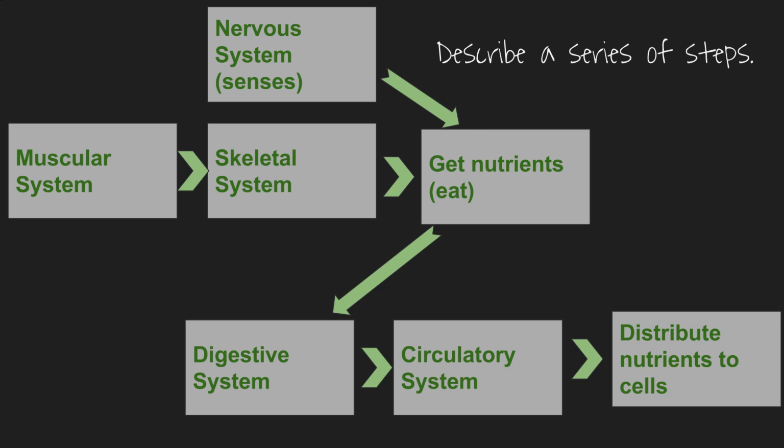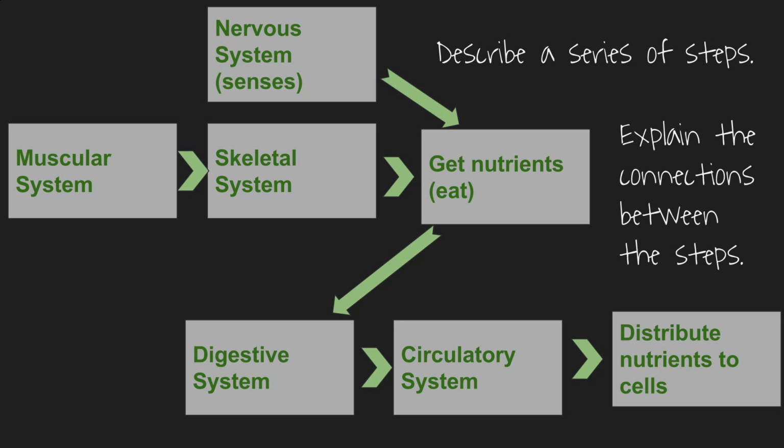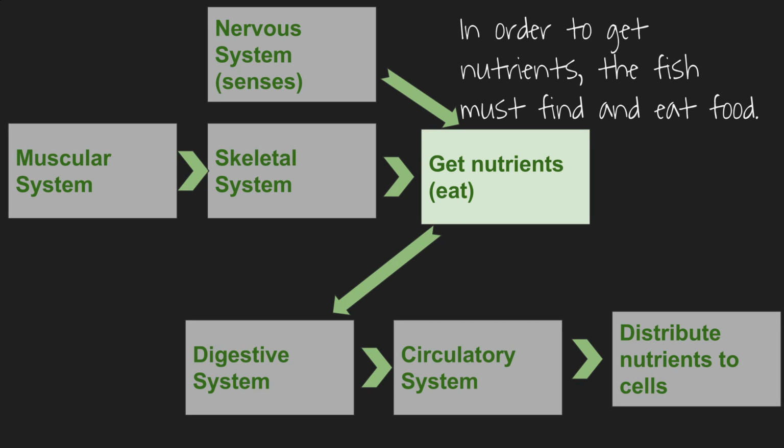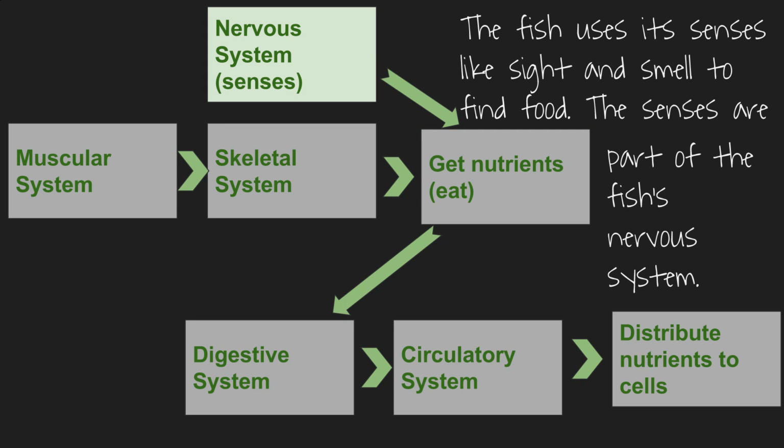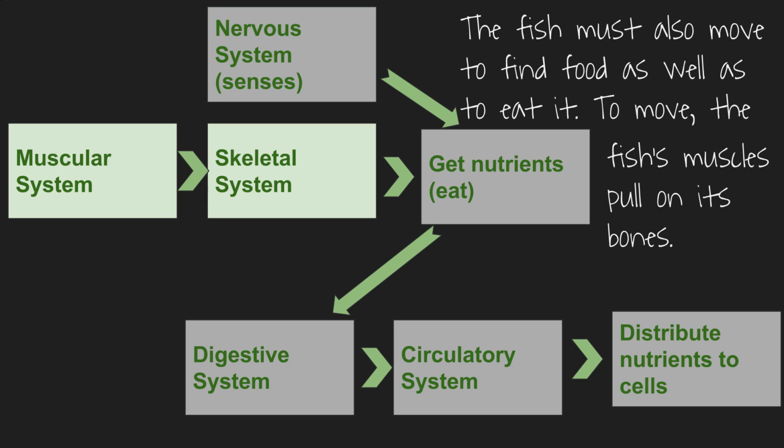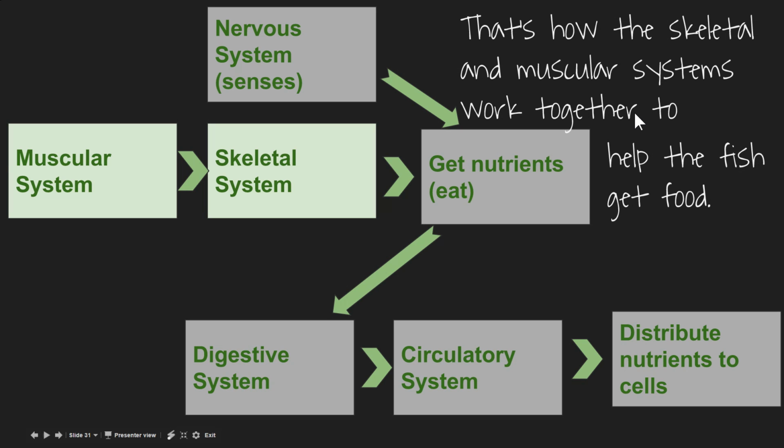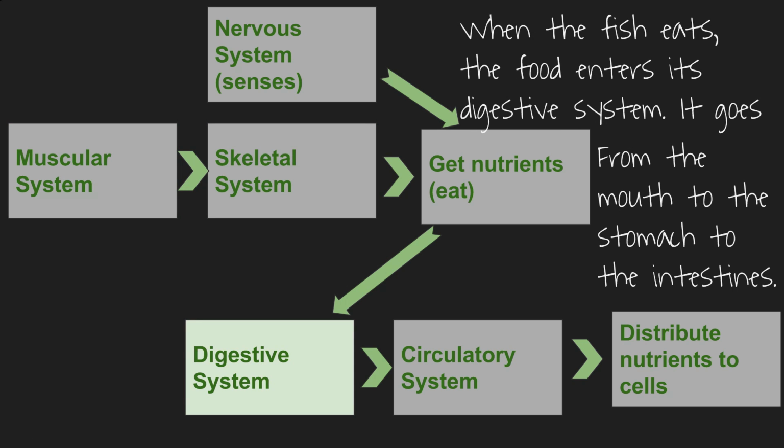Now we need to use our flow map to describe a series of steps and explain the connections between those steps. Let's try it out. In order to get nutrients, the fish must find and eat food. The fish uses its senses like sight and smell to find food. The senses are part of the fish's nervous system. The fish must also move to find food as well as to eat it. To move, the fish's muscles pull on its bones. That's how the skeletal and muscular systems work together to help the fish get food.